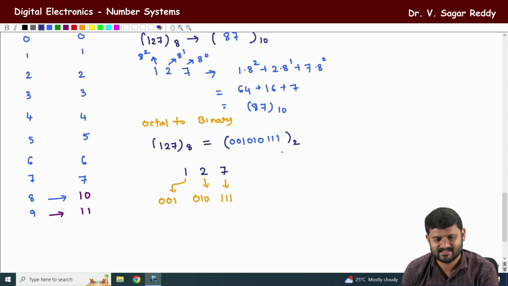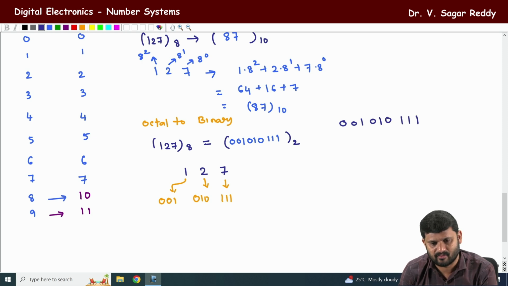Now we'll check what the decimal equivalent for this is. Take this one: 0, 0, 1, 0, 1, 0, 1, 1, 1. What is the weight associated with this? 2 power of 0 is 1, 2 power of 1 is 2, then 4, 8, 16, 32, 64. So 64 plus 16 plus 4 plus 2 plus 1. Now it is 87. The decimal equivalent for this binary number is 87.